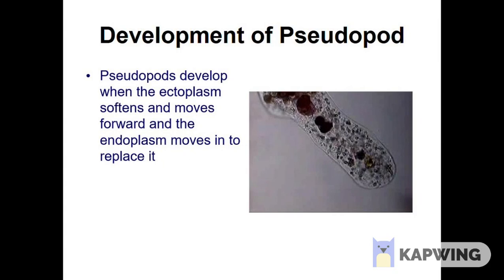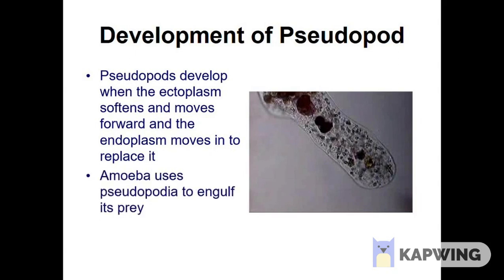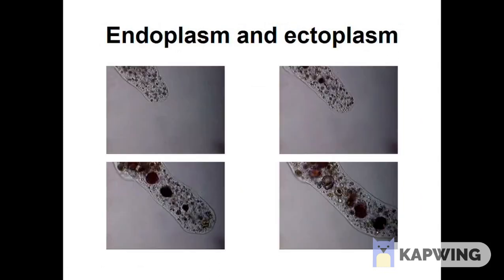The ectoplasm develops first, and then the endoplasm slowly falls into it. So if you see this, this is the ectoplasm which is getting developed and the endoplasm is slowly coming in. Okay, so this is basically used to capture the prey.